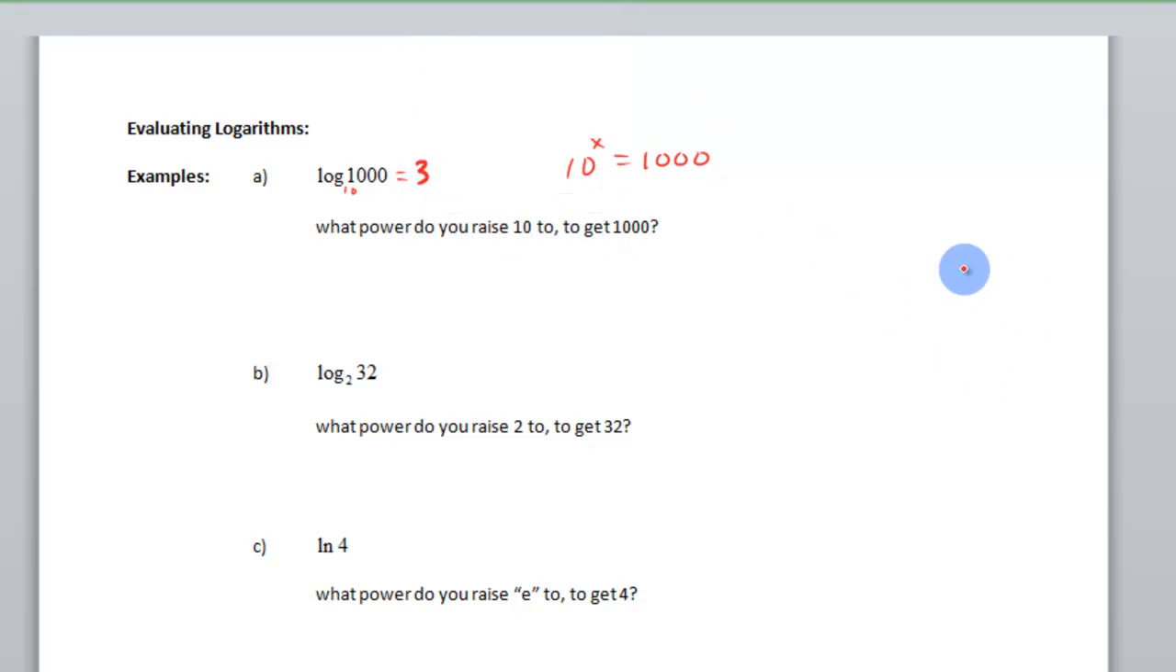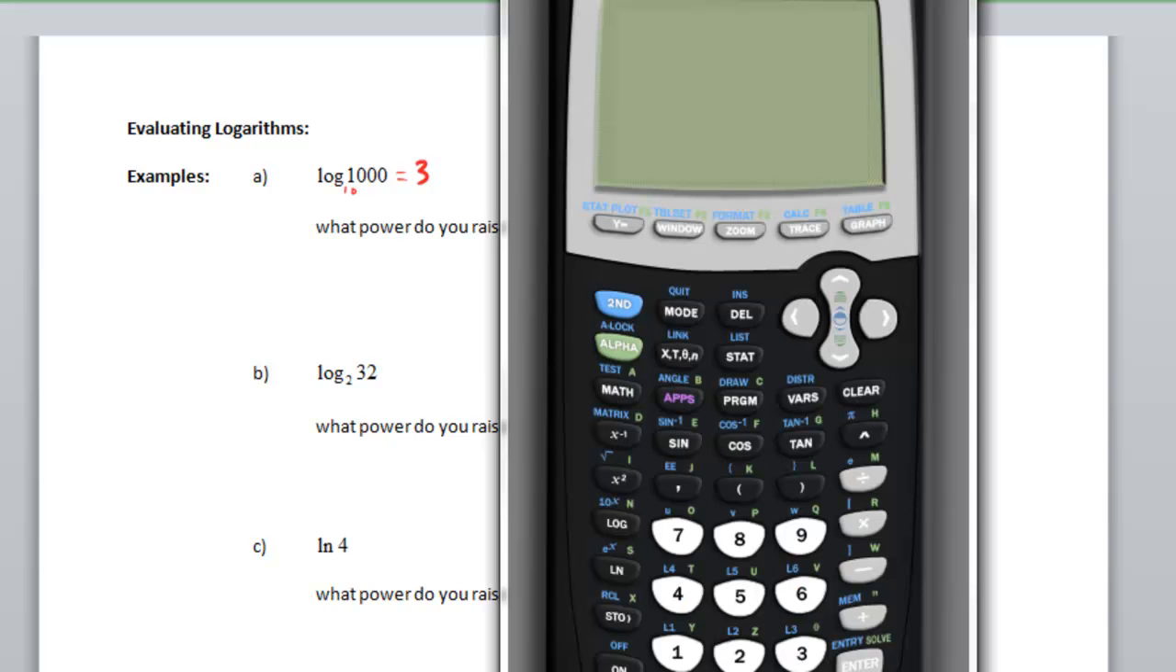Okay? Now you can see that on the calculator, because remember your calculator has base 10. So if I go on the calculator, turn it on here, and I go, okay, log of 1000. So here's your log key, right? Log, that's base 10, right? Of 1000. 1, 0, 0, 0. You can put the parentheses at the end and hit enter. 3. So it'll do base 10. Only base 10 though. Okay?